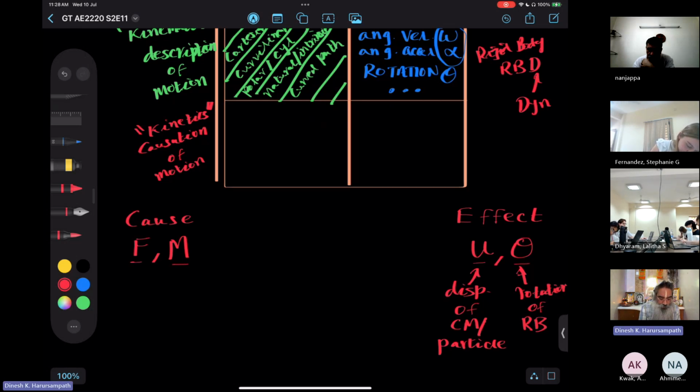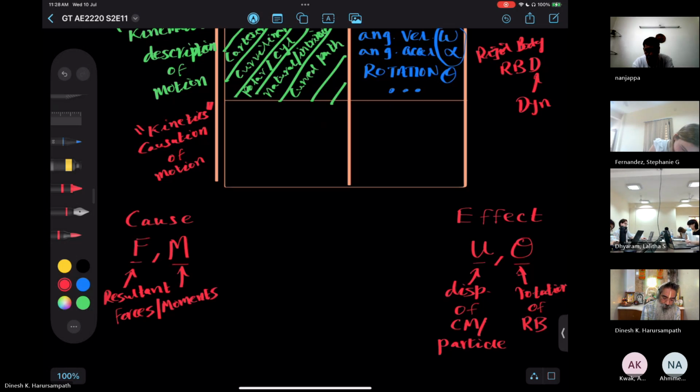Now, there are two aspects to it, the displacement and the rotation, and each of them has a specific cause, which is the force and the moment that we introduced over here. So the resultant forces and the resultant moments. Now, while the force is acting at a point, the moment is essentially about a particular axis.